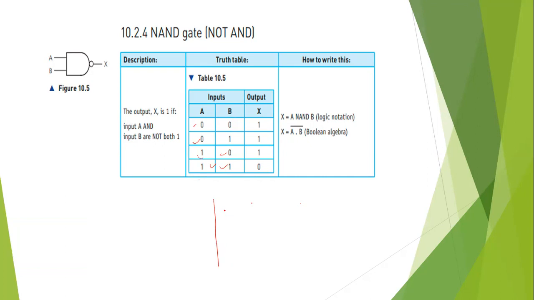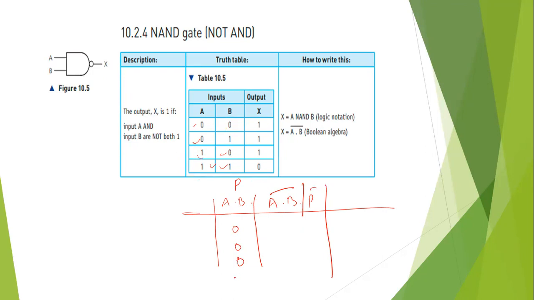Okay, draw two columns. First one A dot B, and then A dot B bar. Always give another name of letter, like you can write A dot B as P, or you can write here P bar. So 0 multiplied by 0, output would be 0. 0 multiplied by 1, output would be 0. 1 multiplied by 0, output 0. 1 multiplied by 1, output 1.